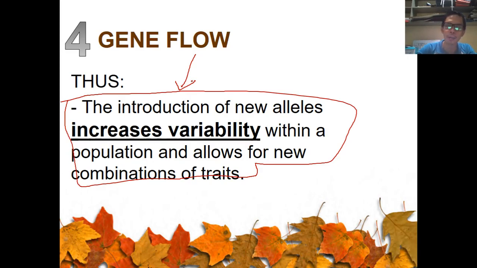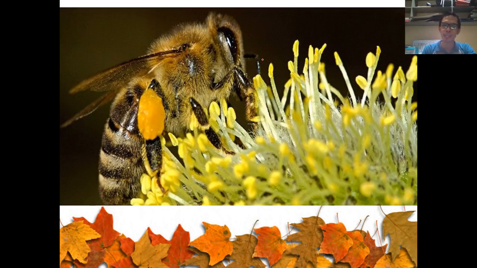Now, a population that is more varied is the result of so many combinations of traits that happen there in the long run. So that's gene flow. One example of that is pollination.